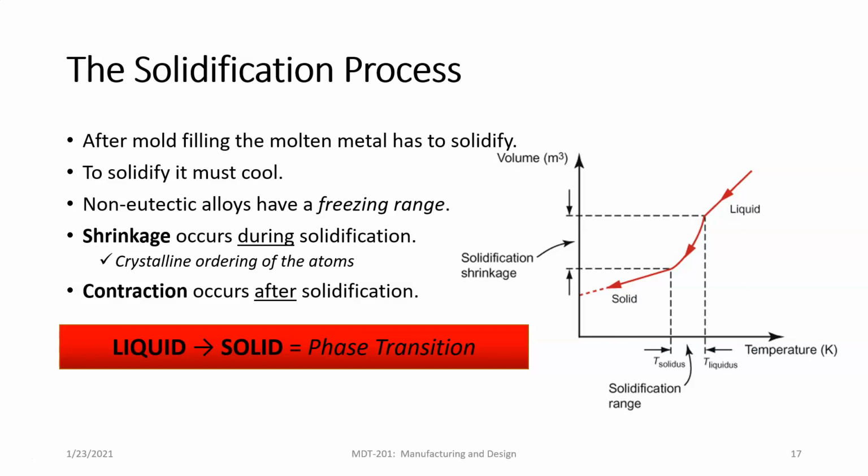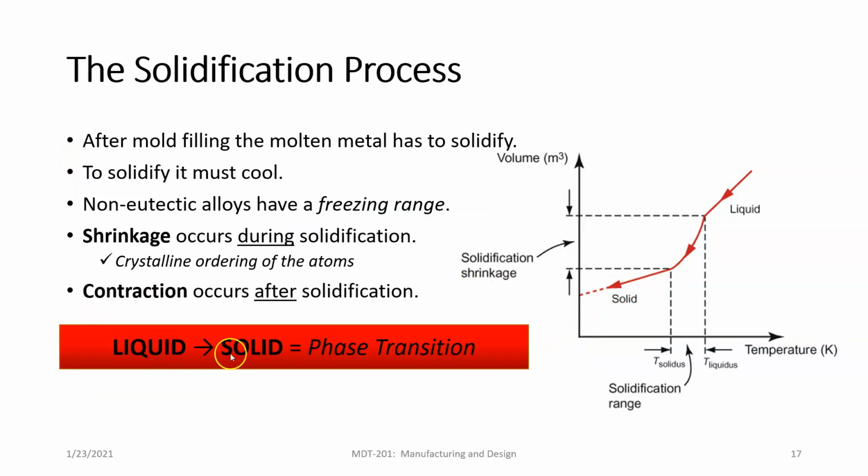So there are actually two stages of a decrease in volume in a casting process. First, we have shrinkage, right? And then we have contraction. So think of it as two stages of this volume contraction. We have shrinkage, which is a large volume contraction, and then we have contraction, which is a smaller volume contraction.